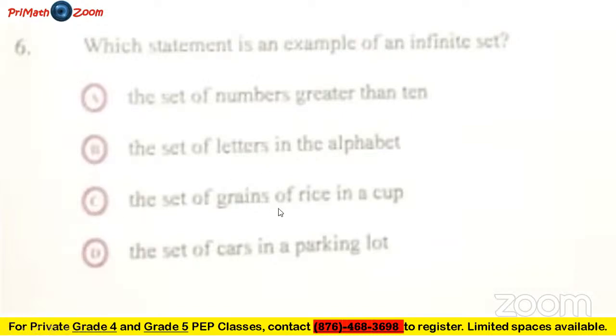C, the set of grains of rice in a cup. We just have to count the grains in that cup. So this is definitely finite. There's an end value. D, the set of cars in a parking lot. The parking lot can only hold a set of cars. So yes, we can count that. That is finite. And so for A, that says a set of numbers greater than 10. If we count 11, 12, and we continue, it is infinite because it has no definite end. So A is the correct answer for number 6.